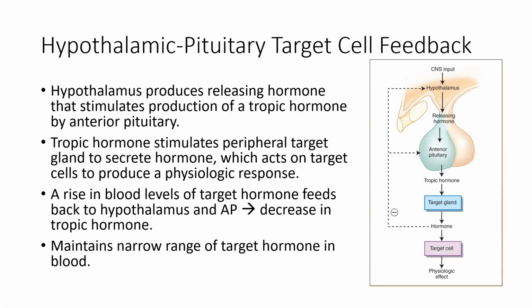When the blood levels of a target hormone are where they want to be, this feeds back into the hypothalamus and anterior pituitary, decreasing that tropic hormone. This is how our hypothalamic anterior pituitary axis maintains homeostasis within a narrow range. Now, yes, this is exactly negative feedback. This is just looking at it in a broader context of how this occurs with relation to our hypothalamus.